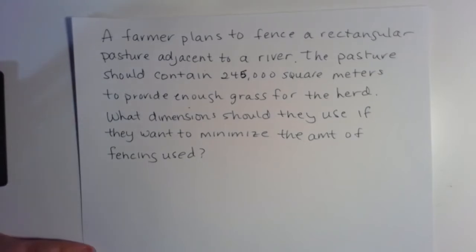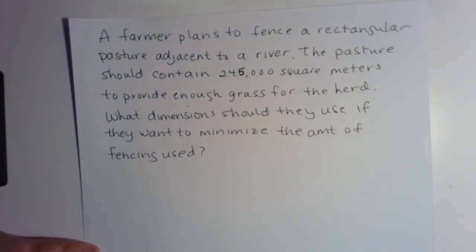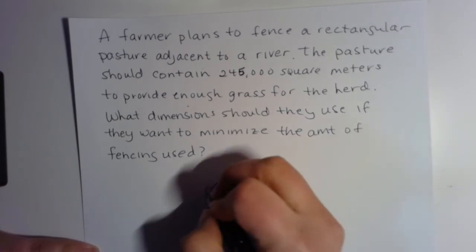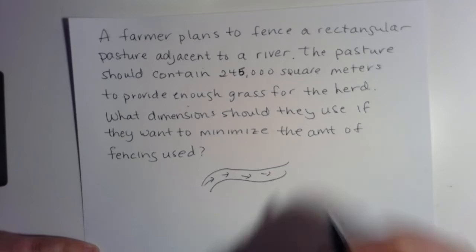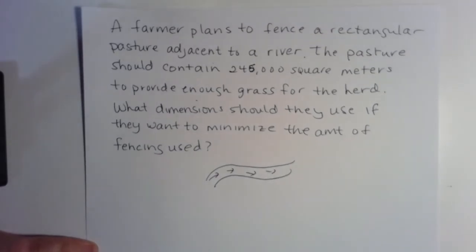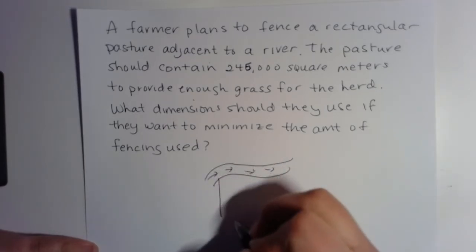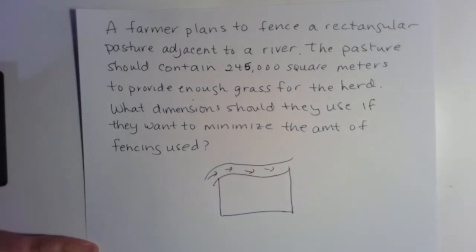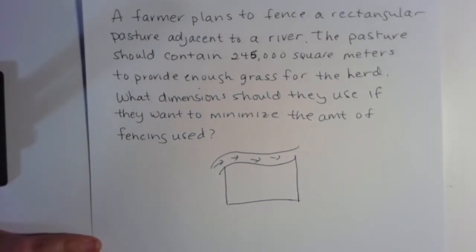Now this is a little bit different take on the first one that we did. So this time we have a farmer planning to fence a rectangular pasture adjacent to a river. So this time instead of a brick wall, we have a river, okay? So this is my high class drawing skills, right? There's my river, and I want a rectangular pasture that's going to butt up to it, okay? So instead of a fence on that side, I'm going to use the river.